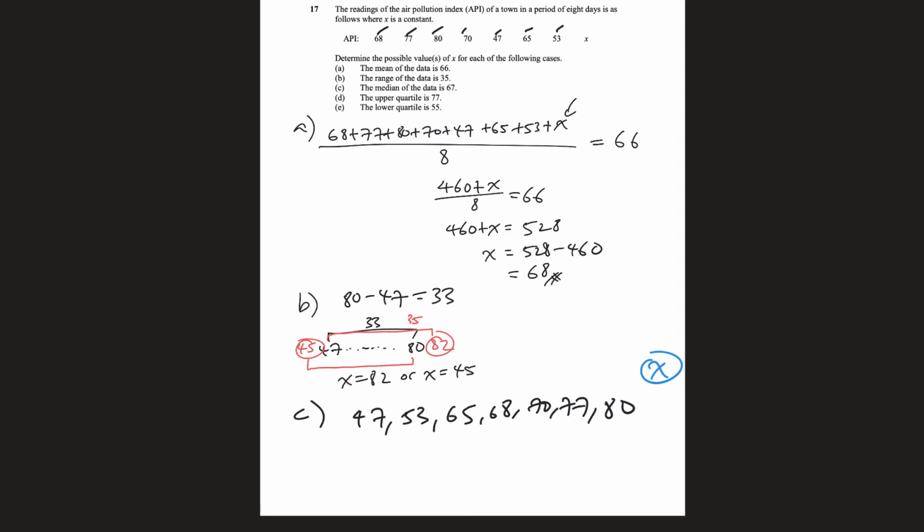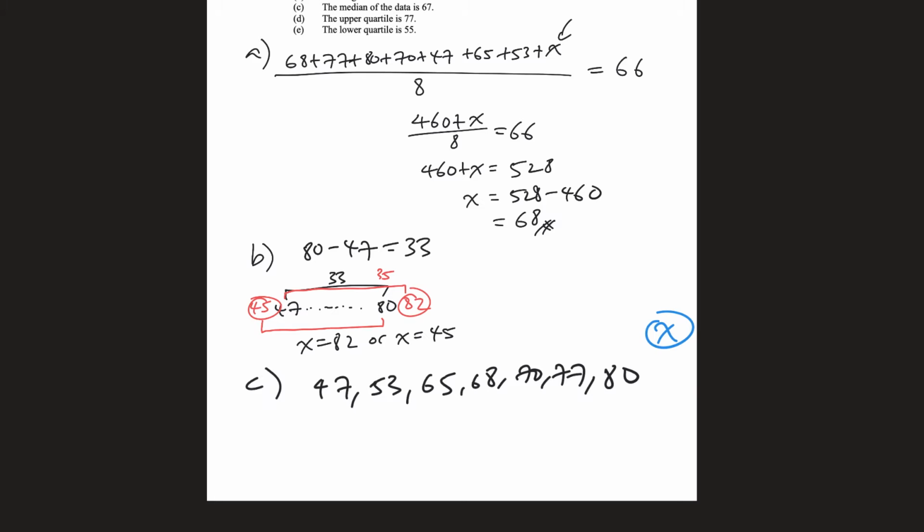And we want the median to be 67. So the median has to be somewhere here. Actually, right now the median has to be somewhere there. So let's see. If the median was actually there, then that would be 68 plus 65 divided by 2. And that's actually not what we want, because you can see if the median was there, this would actually give me 66.5, and that's not what we want. We want the median to be 67.